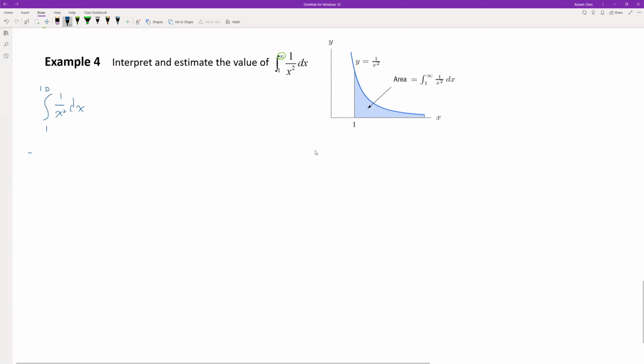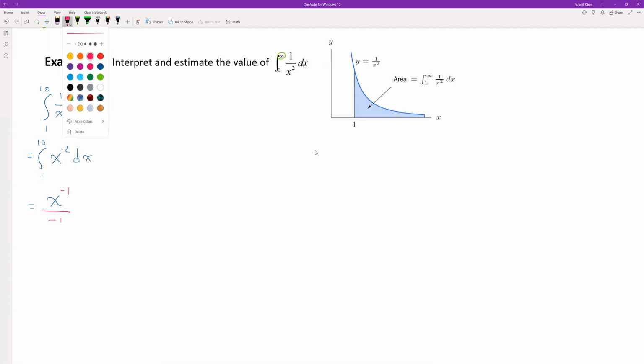Okay, so first I'm going to rewrite that as a power function. 1 over x squared, I can rewrite as x to the power of negative 2. Now that we have a form of x to some power, we can integrate this by using the simple power rule, which is adding 1 and dividing by the new power. If I add 1 to negative 2, the new power is going to be negative 1, and then we divide by that negative 1. And then don't forget, we want to evaluate this from 1 to 10.